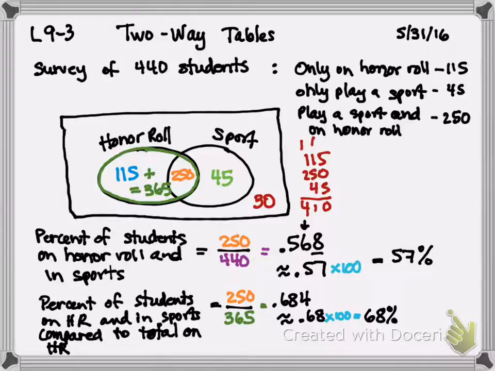What we just calculated in the second group is called relative frequency. So relative frequency is the ratio of a subtotal. So in our case, the overlap group was the subtotal to a total. And the total we chose for the second one was just relative to the honor roll kids, okay? So that's part of what you're going to do is play around a little bit.